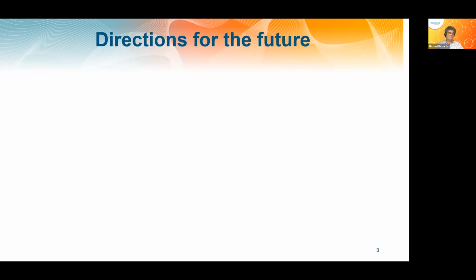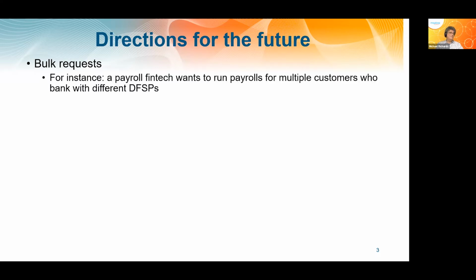We have some candidates. First of all, bulk requests. Now, if we imagine, for instance, a payroll fintech, which wants to run payrolls for multiple customers who bank with different DFSPs, we would expect that this would really just extend the existing bulk interface to a request to pay to include that.